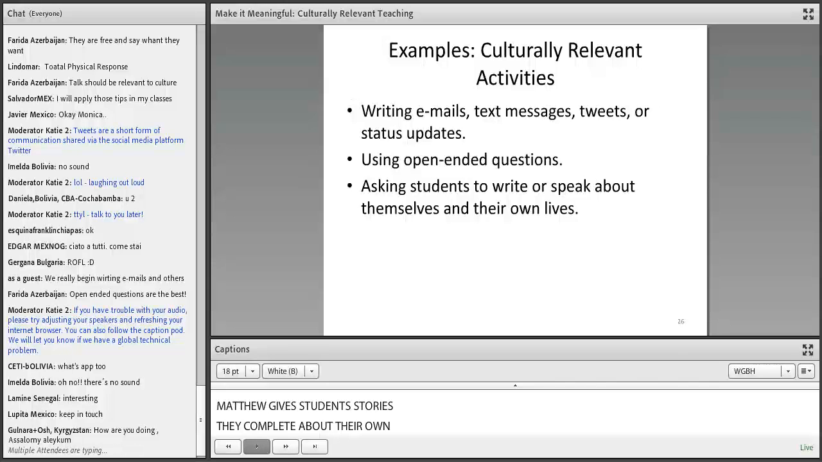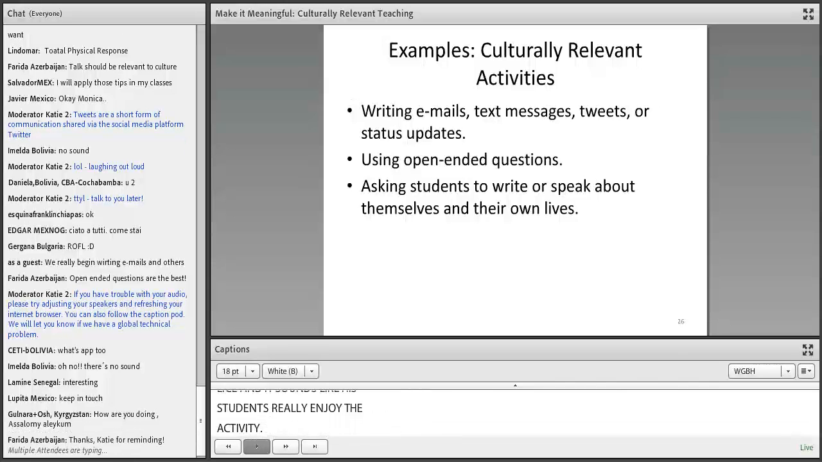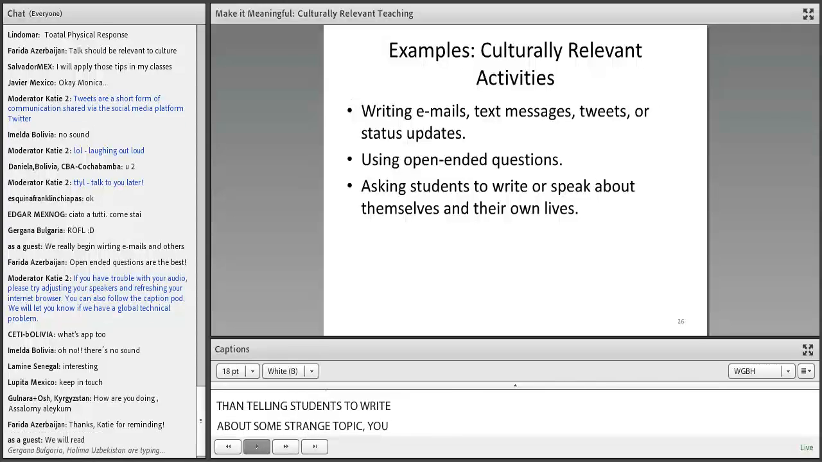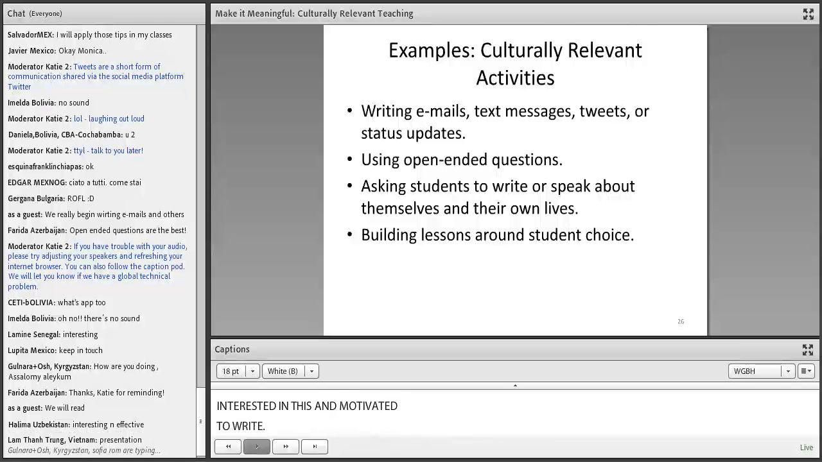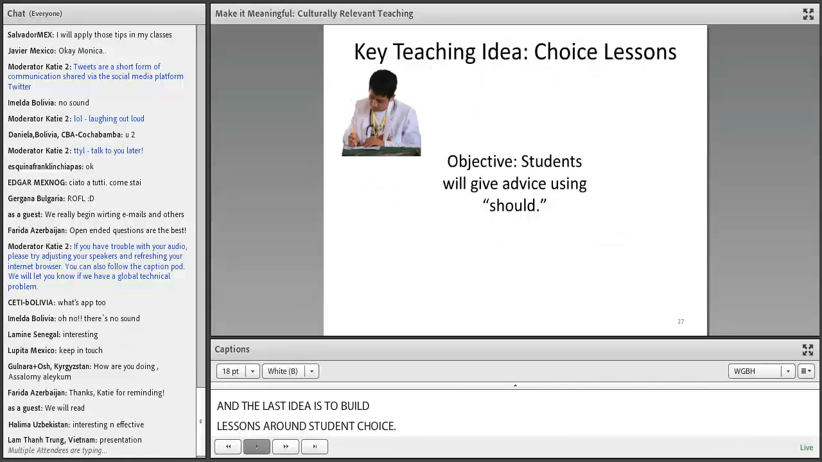As much as possible, rather than telling students to write about some strange topic, you can have them write about what they know best, themselves and their own lives. They will definitely be interested in this and motivated to write. And a last idea is to build lessons around student choice. I'm going to expand on the pretend you're a doctor example that I mentioned earlier to show how this might look.